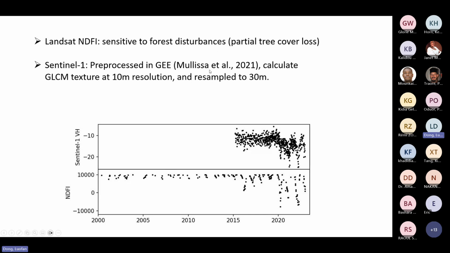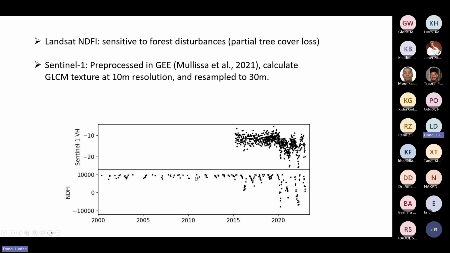You can find this paper. It's the industry standard for how to process Sentinel-1, which might not be perfect, but we can simply use this in Google Earth Engine. Then I calculate GLCM texture at 10 meter resolution. You might argue Sentinel-1 is not really 10 meter, but that's what I did. And then I resample everything to 30 meter to match the resolution with Landsat.